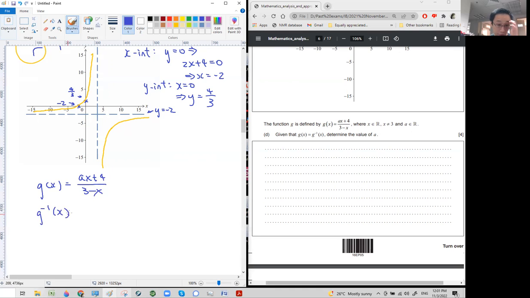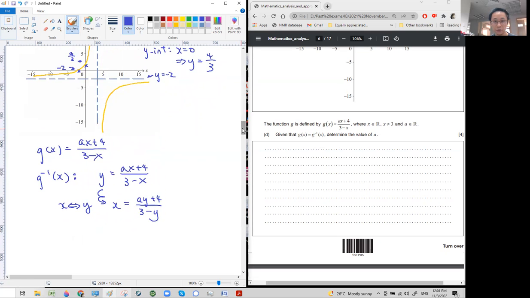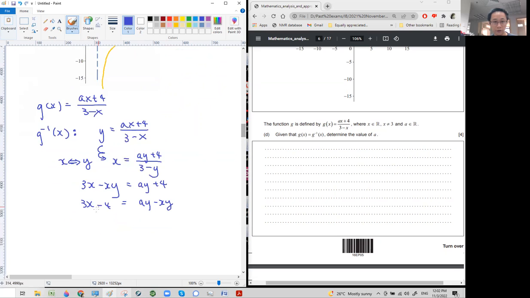So to find the inverse of g of x, what you can do is replace g of x with y, and then you swap the x with y, and then you want to make your new y, which is your g inverse of x, the subject. And this kind of rearrangement should be trivial for AAHL students. And I'll multiply and then expand as well. 3x minus 4 equals ay minus xy. Factorize and divide. I'll have 3x minus 4 over a minus x equals y. And now I can claim, oh, that's ugly. g inverse equals 3x minus 4 over a minus x.